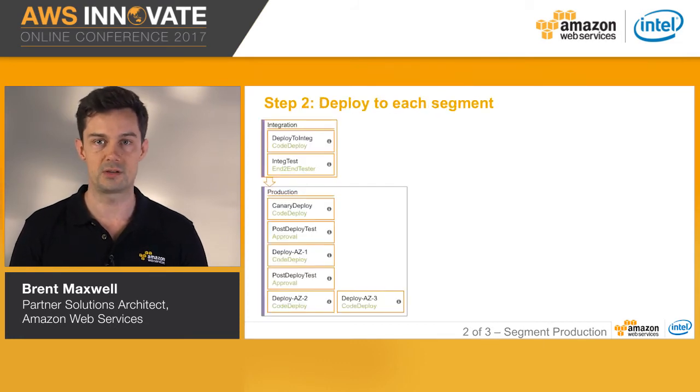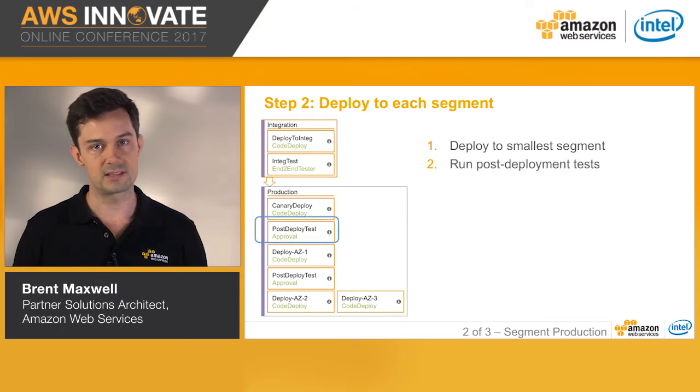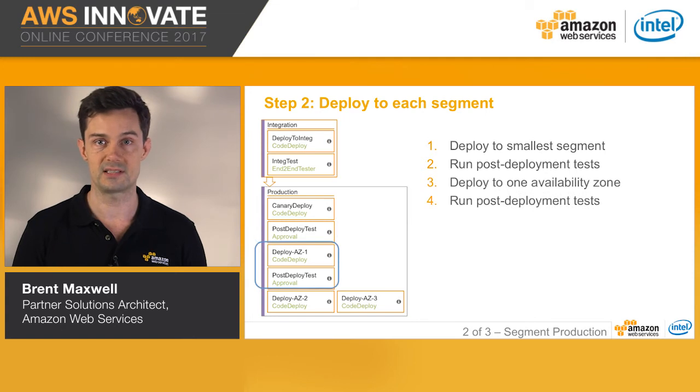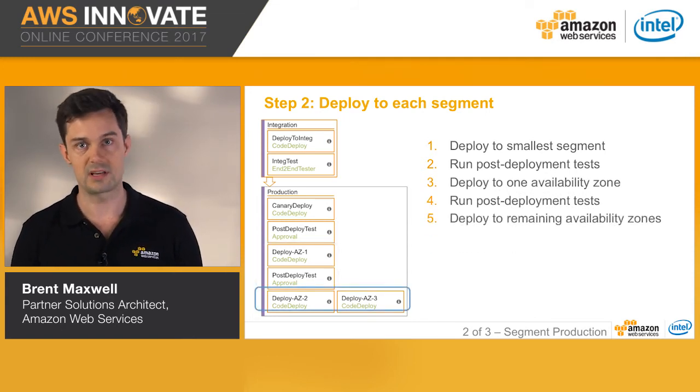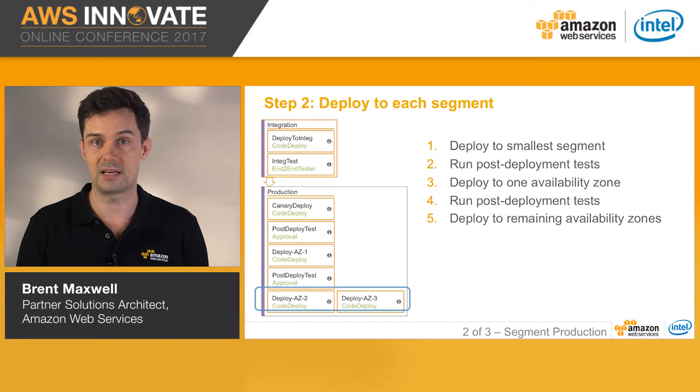So when you're deploying to your segments, it follows a pretty simple pattern like we just described. Deploy to the smallest segment with the smallest blast radius. And for us, that's the Canary host. Run a test against it, validate that it worked, then issue the deployment to the first AZ, run a post-deployment test. If that passes, issue it to the other availability zones. So you're increasing the scope of your deployment as you gain confidence about the way that it's being issued out and whether it's being successful or not.